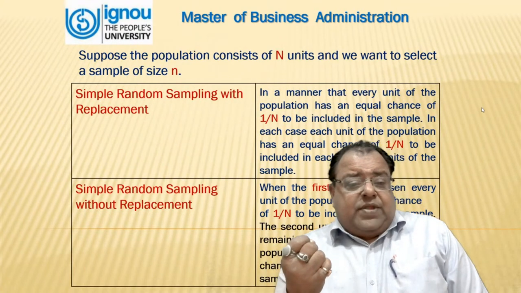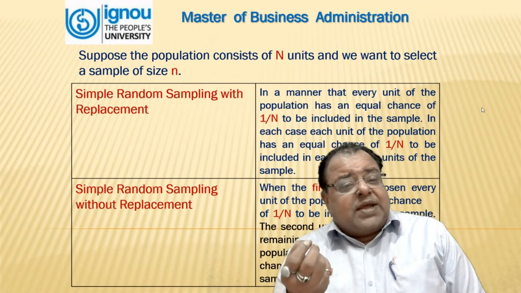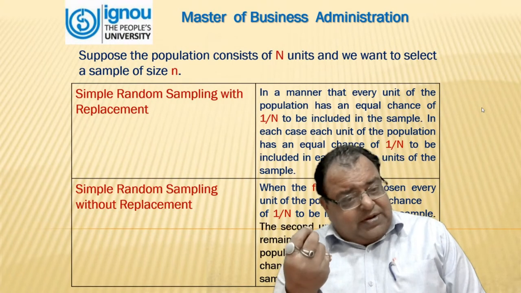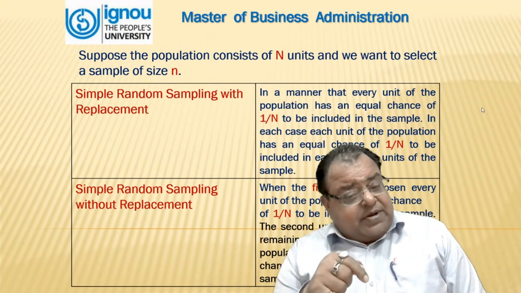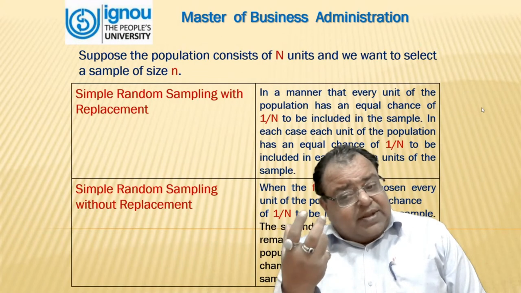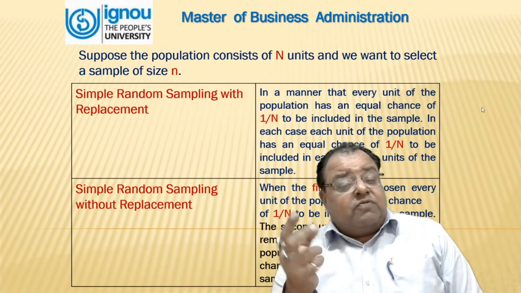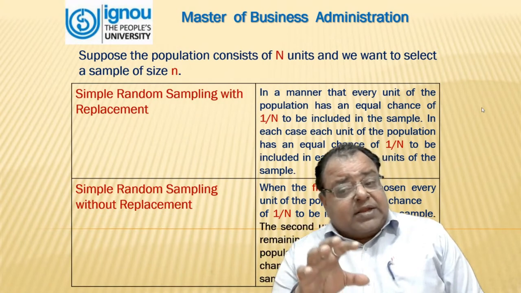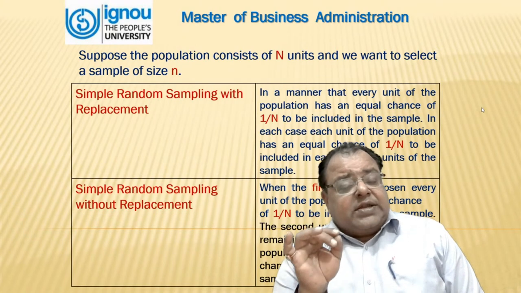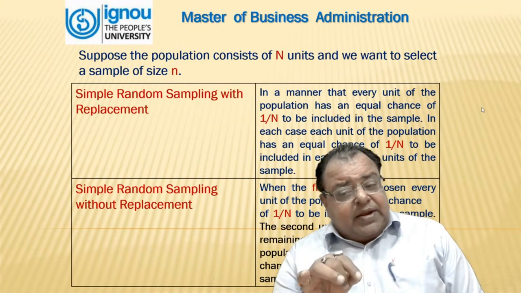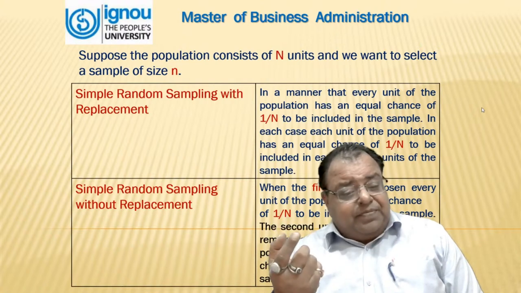Suppose the population consists of capital N units and we want to select a sample of size small n units. If we talk about simple random sampling with replacement, then how will this sample be selected? In a manner that every unit of the population has an equal chance of 1 by N to be included in the sample. In each case, each unit of the population has an equal chance of 1 by N to be included in each of the n units of the sample.